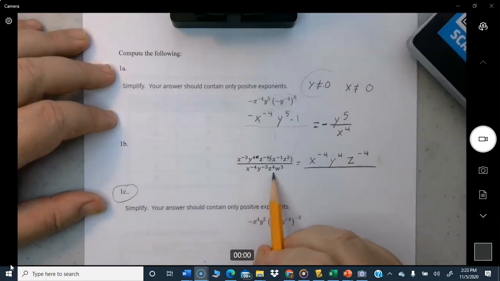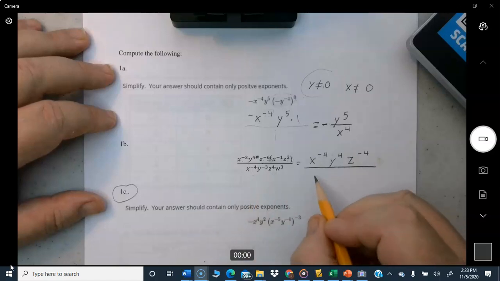Now we'll go down to the bottom and do the same thing. We only have one x, one y, one z, and one w, so that all stays the same.